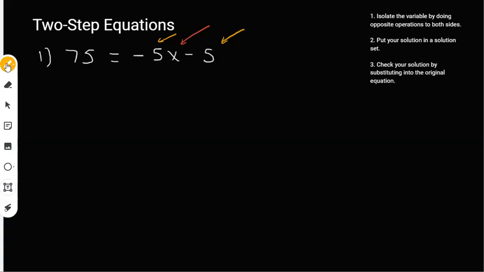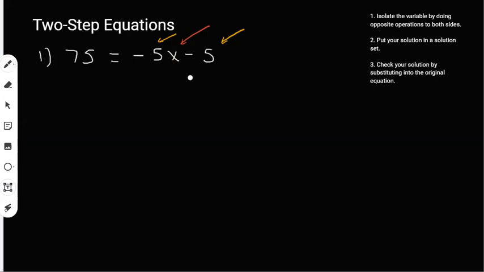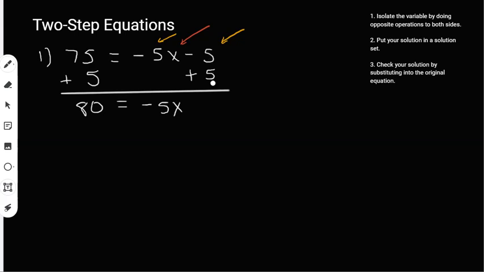So the first thing I'm going to do is I'm going to get rid of the negative 5 at the very end, and the way I'm going to do that is by doing the opposite of subtraction. I'm going to be adding 5 to both sides. So I add 5 to both sides. And on the left side, I get 75 plus 5, which is going to give me 80. I bring down my equal sign. Over here, I'm left with a negative 5x. And the negative 5 plus 5 is going to give me 0. So I'm not going to write that, but I am going to cancel these out.